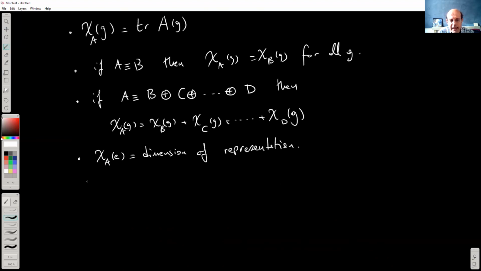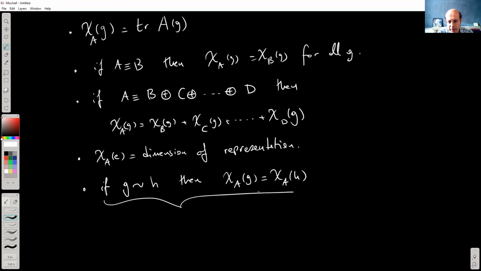Okay. And then finally, there was this thing. So if G is conjugate to H, so that's the conjugacy relationship in the group, then we have said that conjugate elements have the same character. So therefore, the character is basically a property of the conjugacy class.